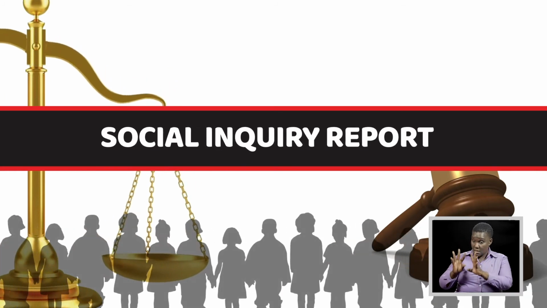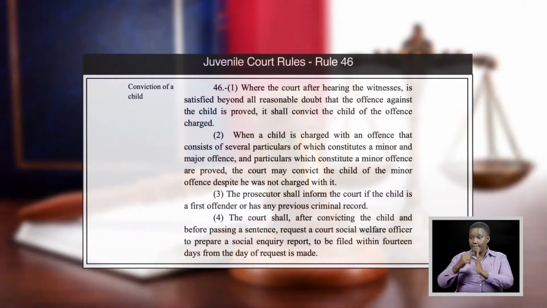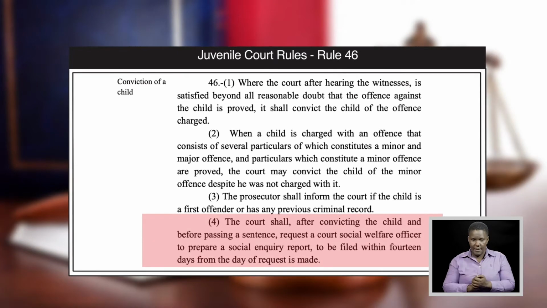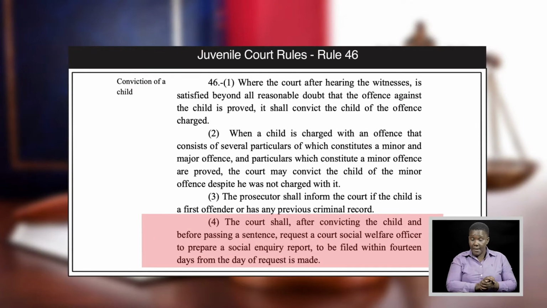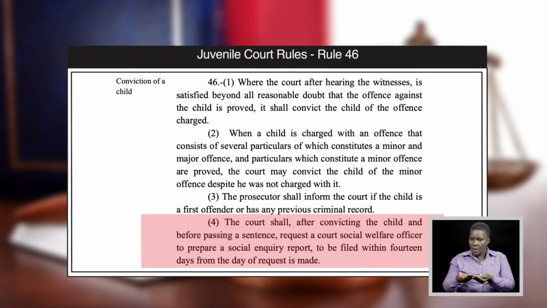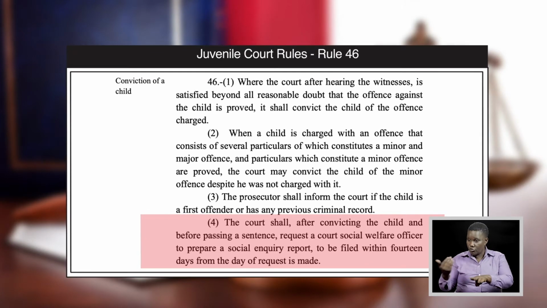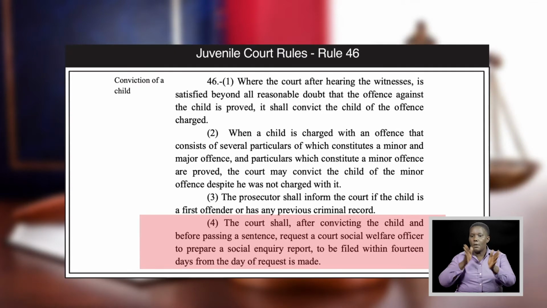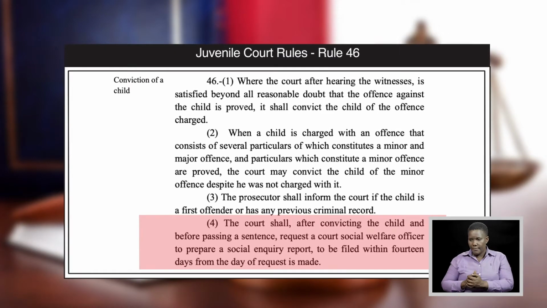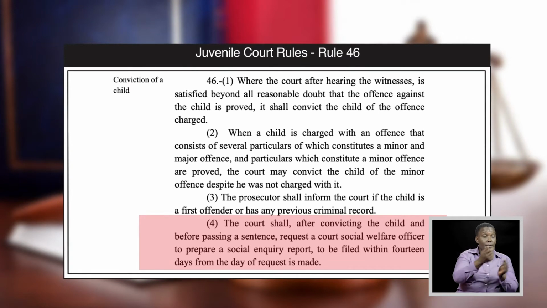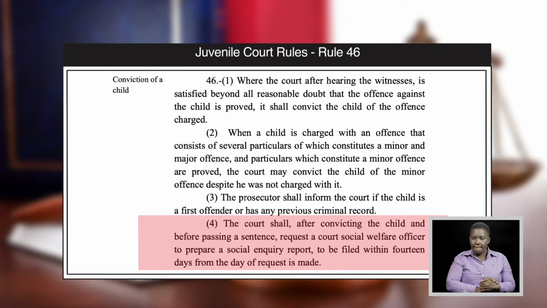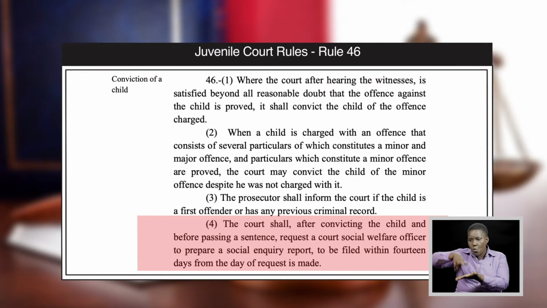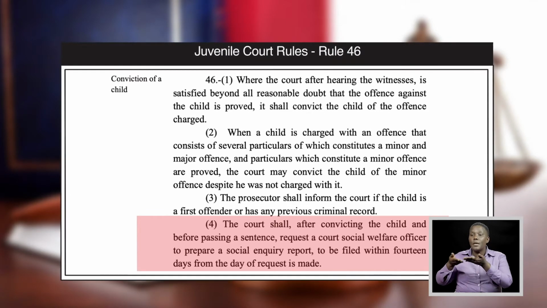Social Inquiry Report. Rule 46, Sub-Rule 4 of the Juvenile Court Rules states that the court shall, after convicting the child and before passing a sentence, request a social welfare officer to prepare a social inquiry report to be filed within 14 days from the day of request made. This will help a magistrate to give a sentence which is rehabilitative to a child.